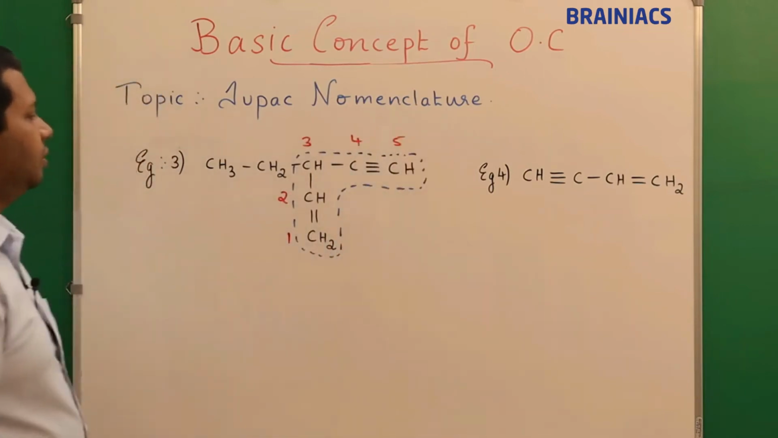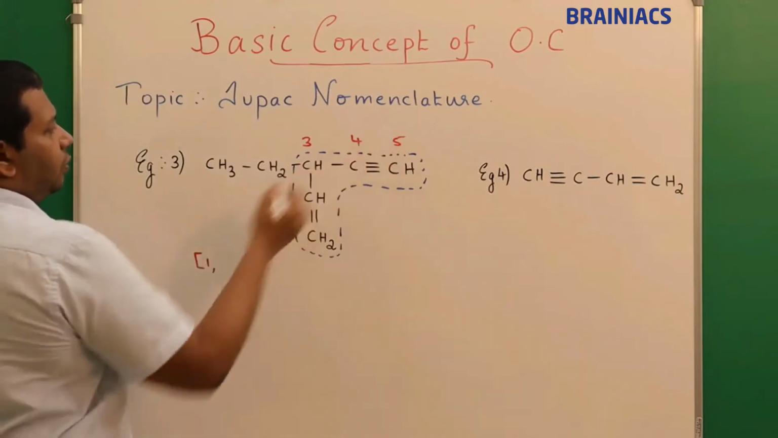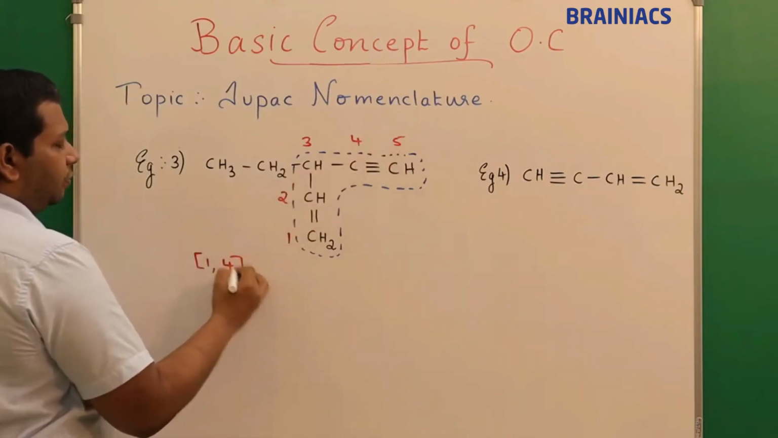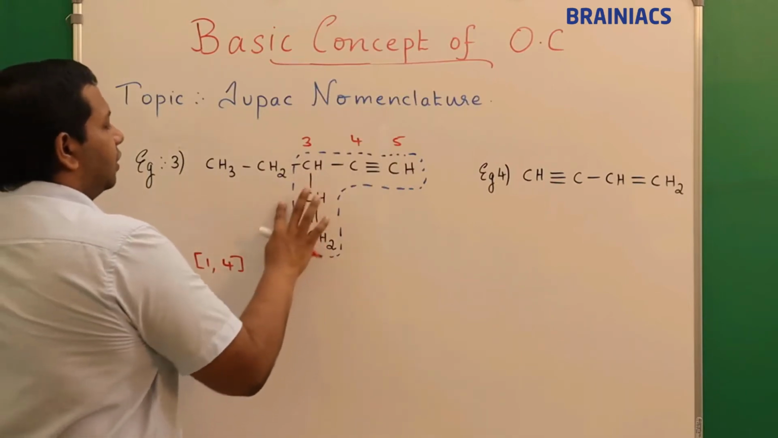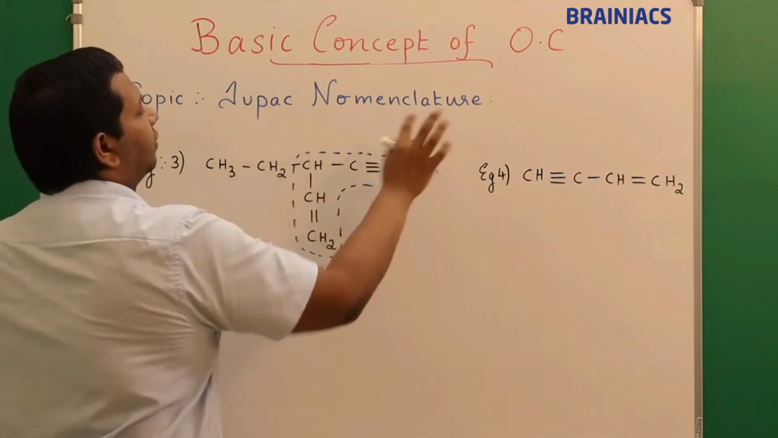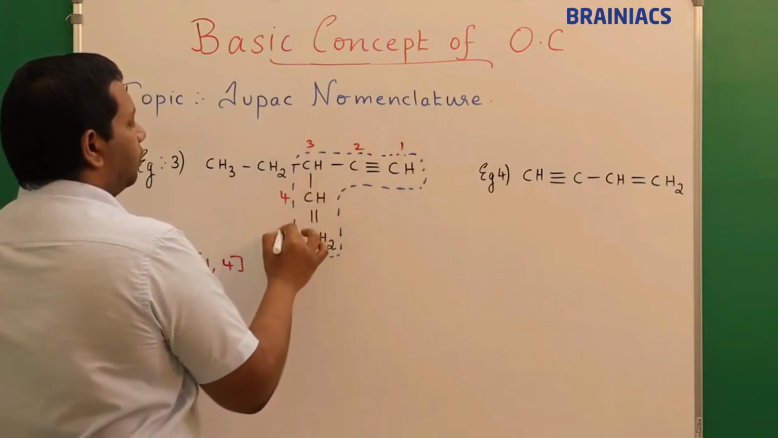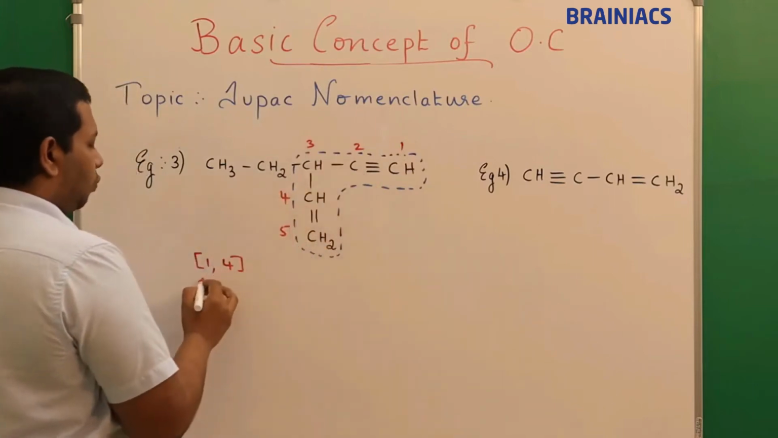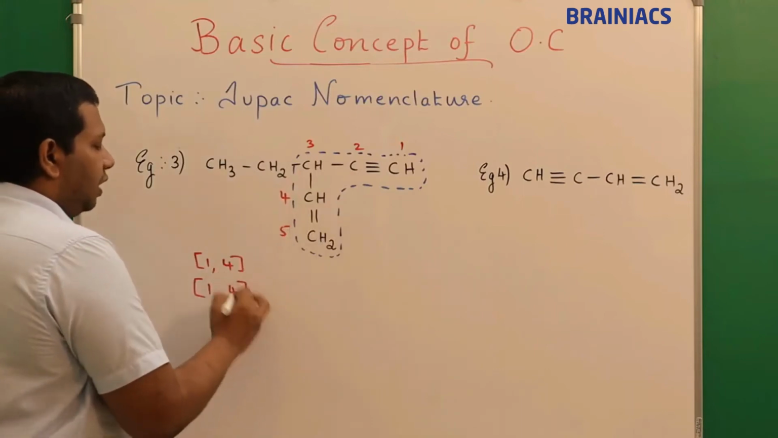So in this numbering, I know that for the double bond 1 is coming, correct, and for the triple bond the minimum number coming is 4, correct. Suppose I am not following this and I am doing it the other way, 1, 2, 3, 4, 5. So here 1 is coming for the triple bond and 4 is coming for the double bond.